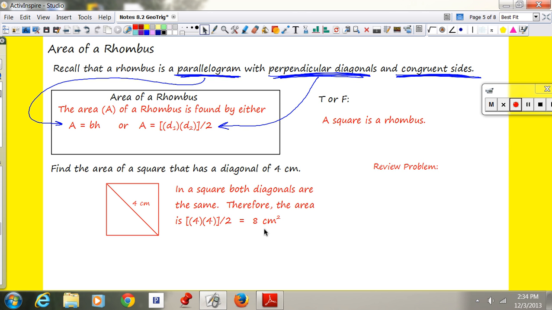So if I had a square and the diagonal's 10, what would the area be? 50. Good. It would be 50. You square this and then cut it in half, because you got two of the same diagonals. Square it, cut it in half. So 10 squared would be 100, divided by 2 would be 50.